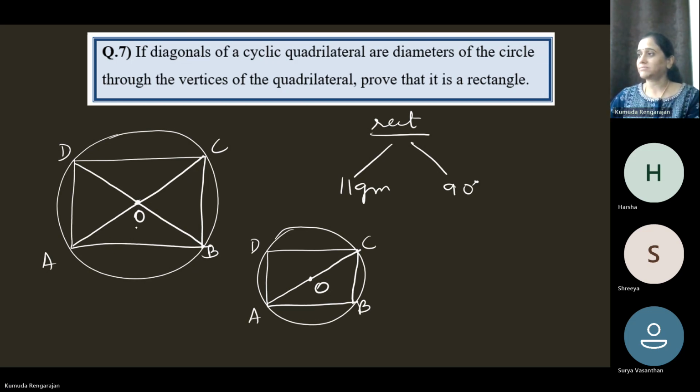Now AC is the diameter of the circle. So D is a point on the circumference. Join A to D, C to D. This is 90 degrees. Angle in a semicircle is a right angle. Where you have a diameter, you can use this theorem. With AC as diameter, angle D is 90 degrees, or angle B is 90 degrees.